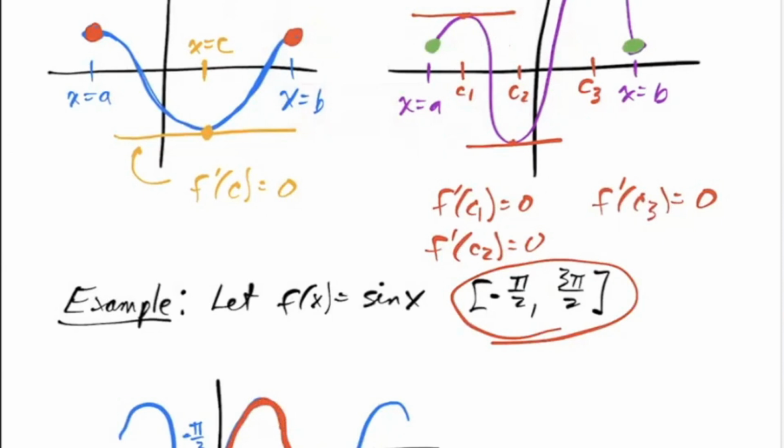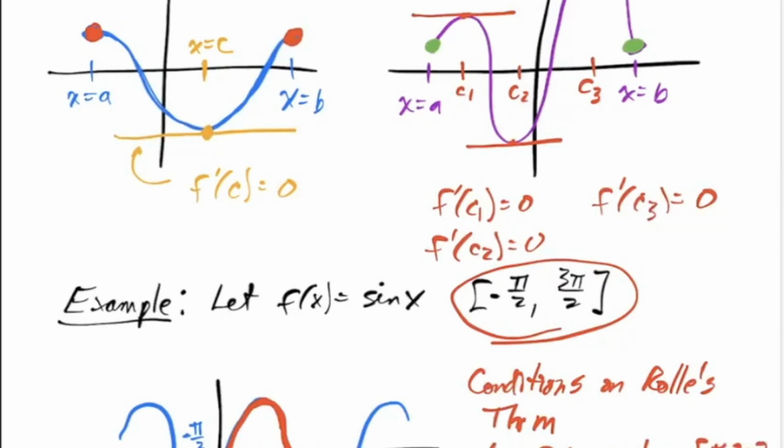Now, does that satisfy the conditions of Rolle's theorem? Okay, conditions of Rolle's theorem. Those are: f is continuous on [negative pi over 2, 3 pi over 2]. Yep, that's true. f is differentiable on the open interval from negative pi over 2 to 3 pi over 2.